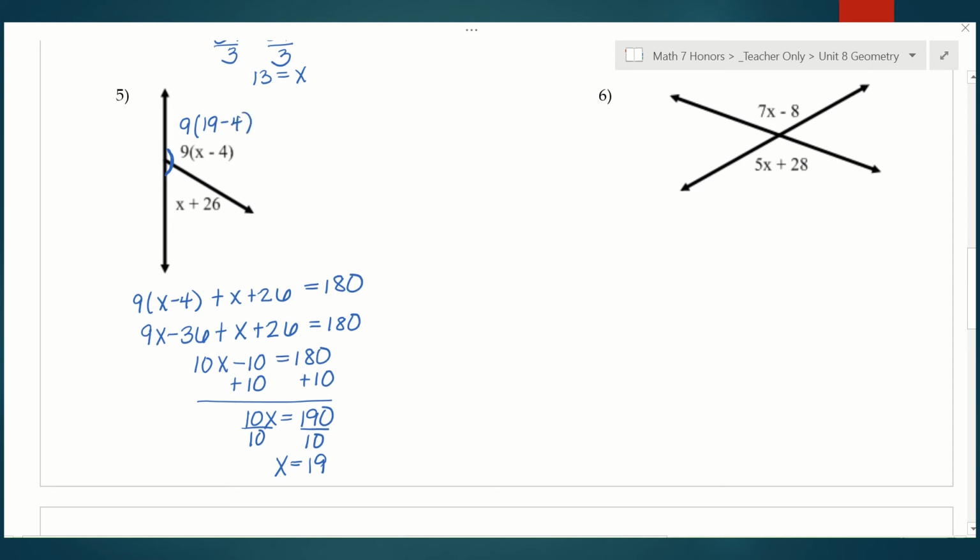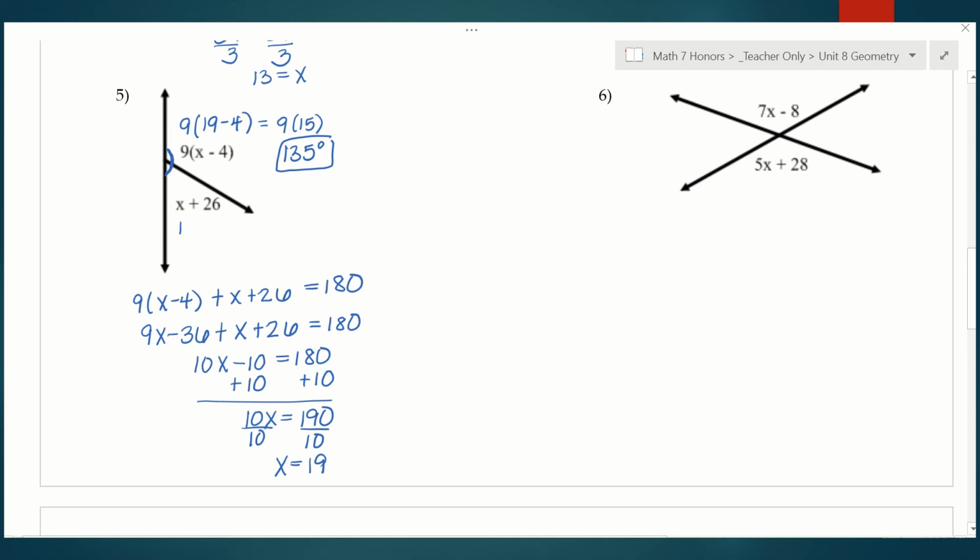Now, when you guys go to evaluate that expression, a lot of you will do 9 times 19 minus 4 times 9. You'll distribute that 9. You can also just use order of operations. So if you do what's in the parentheses first, it's really just 9 times 15. Okay, so that's how you'll see me do it. I think it's a little bit simpler, but again, it does not matter.